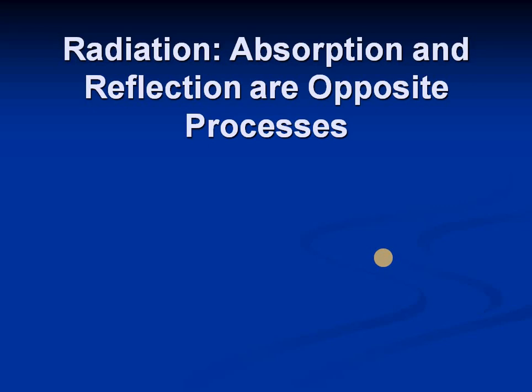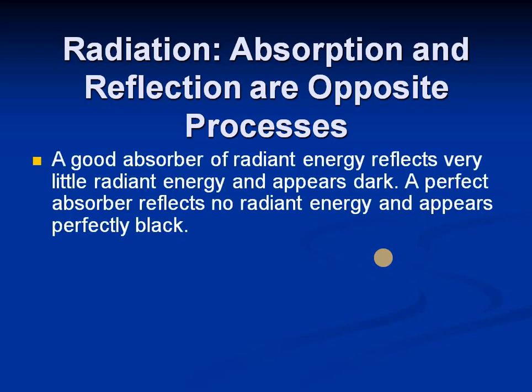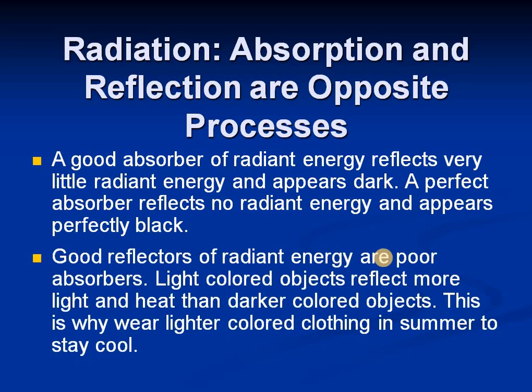Radiation, absorption and reflection are opposite processes. A good absorber of radiant energy reflects very little radiant energy and appears dark. A perfect absorber reflects no radiant energy and appears perfectly black. White color is a good reflector of radiant energy as it is a poor absorber. That's why we prefer to wear white clothes during summer and dark clothes during winter.